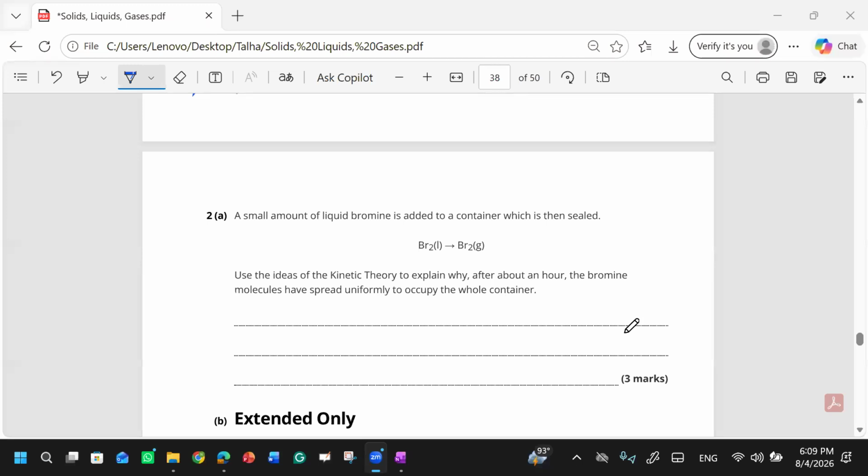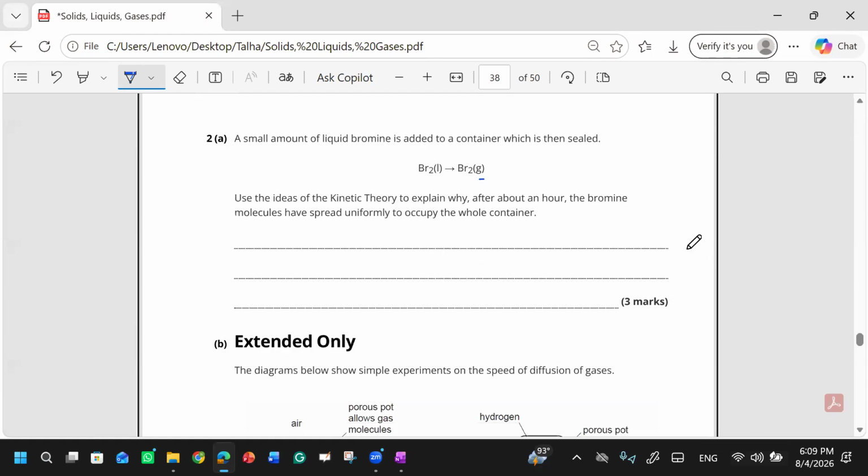There is liquid bromine, and this is gaseous bromine. What is the name of the process? This is a 3 marks answer. You can't just end this in 2 lines. We have to give the reason.